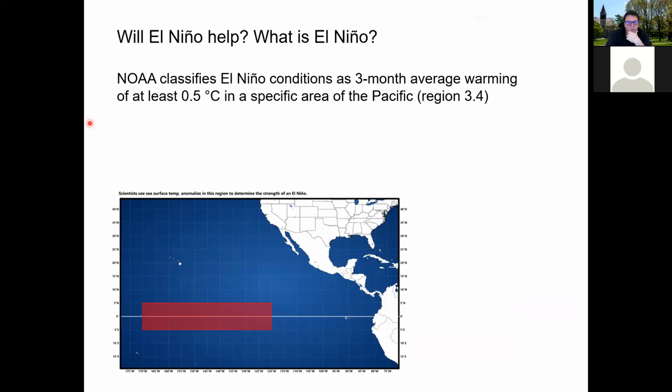So NOAA, which is the National Oceanic and Atmospheric Administration of the United States, classifies El Nino as periods where there's 3 months or more of warmer than average temperatures by at least a half degree in this specific part of the Pacific Ocean. So normally warm water would be pushed further over here. We monitor this area pretty regularly to determine if warm water is not getting where it needs to be, and if it's warmer than average, we can see very wet years.